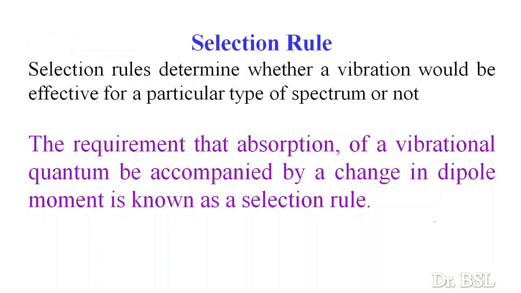Then selection rule. Selection rule determines whether the vibration would be effective for a particular type of spectrum or not. The requirement that absorption of a vibrational quantum be accompanied by change in dipole moment is known as selection rule.